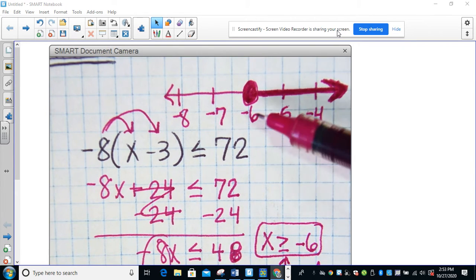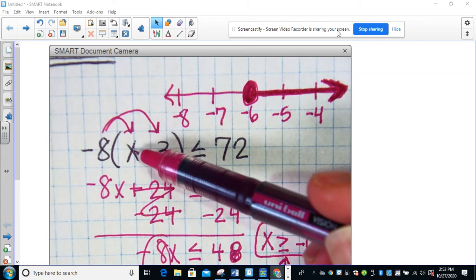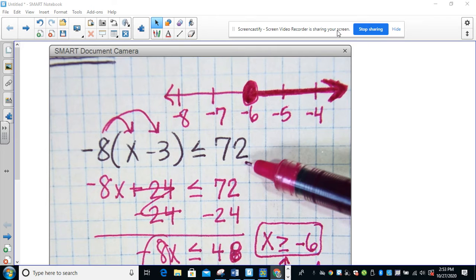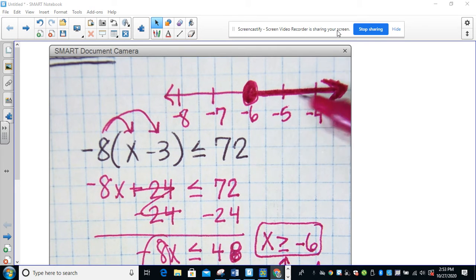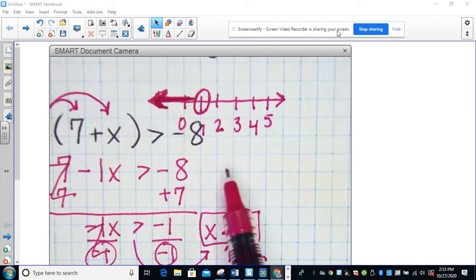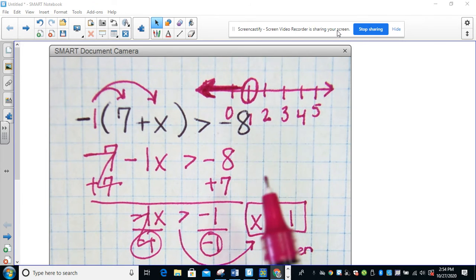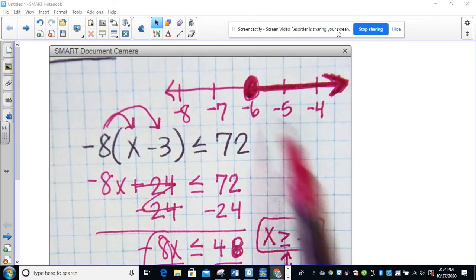This means you could plug in -6 here, work this out, and your answer would be less than or equal to 72, or any of these other numbers, -5, -4, a 0, a 10, a 12, anything above -6. Same over here, it's anything less than 1, but it cannot include 1. This one does not include 1. This one does include -6.